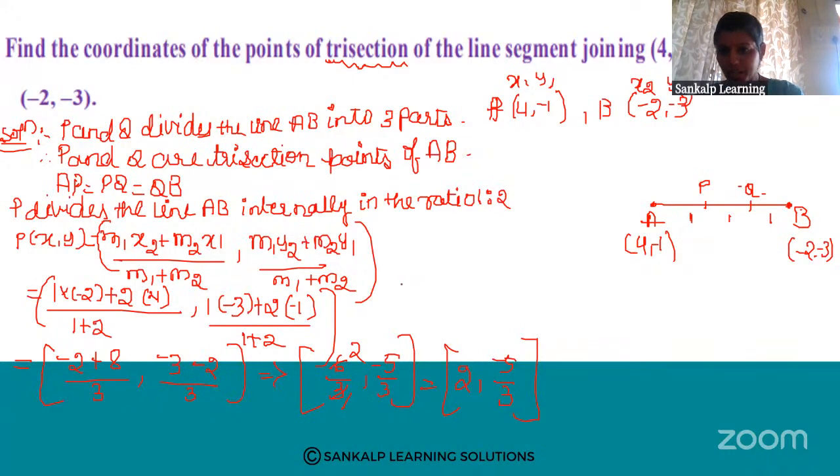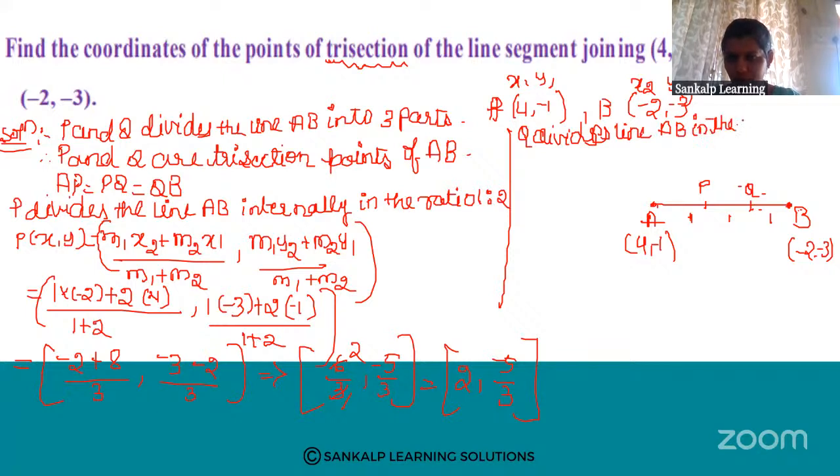When you consider a point Q, that time this Q divides the line AB in the ratio 2 is to 1. See, from A to Q, this is 1 plus 1, that is 2, and Q to B, this is 1. So, when Q divides line AB in the ratio 2 is to 1. Yes. So when you consider Q, this is 2 is to 1.